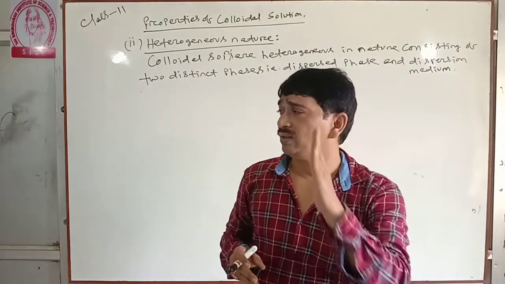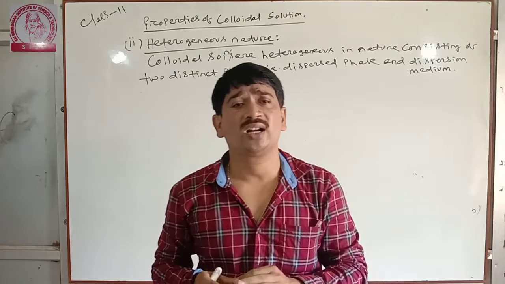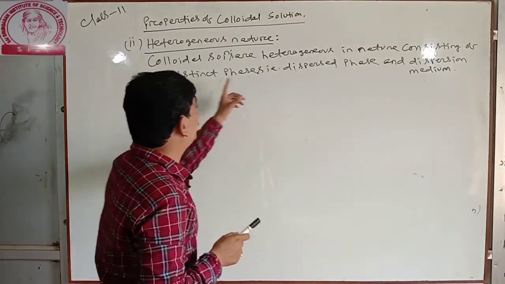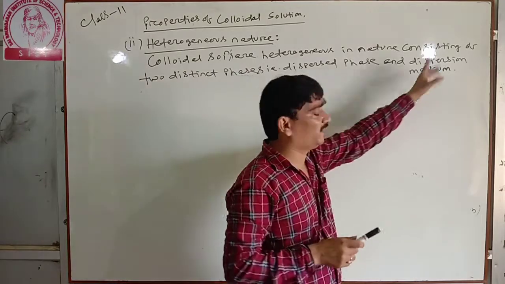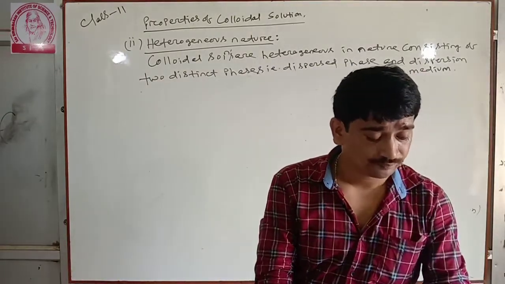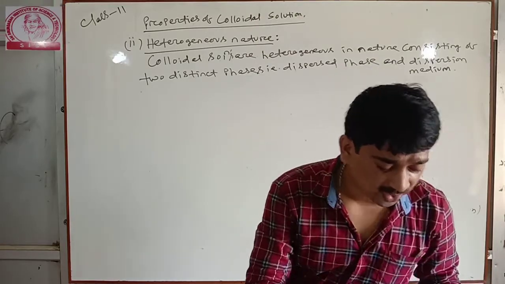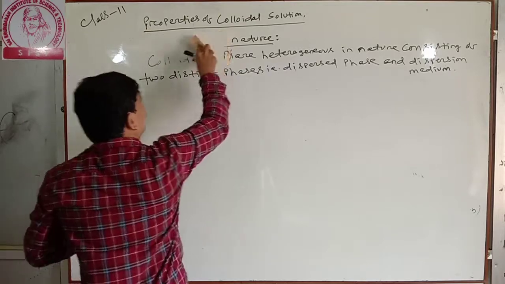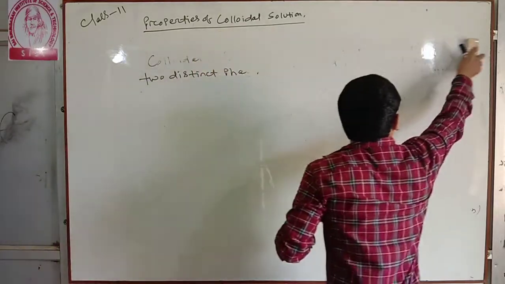So, see, colloidal solutions are heterogeneous in nature because they consist of two distinct phases, that is dispersed phase and dispersion medium. Next, the third property of colloids is colligative properties.